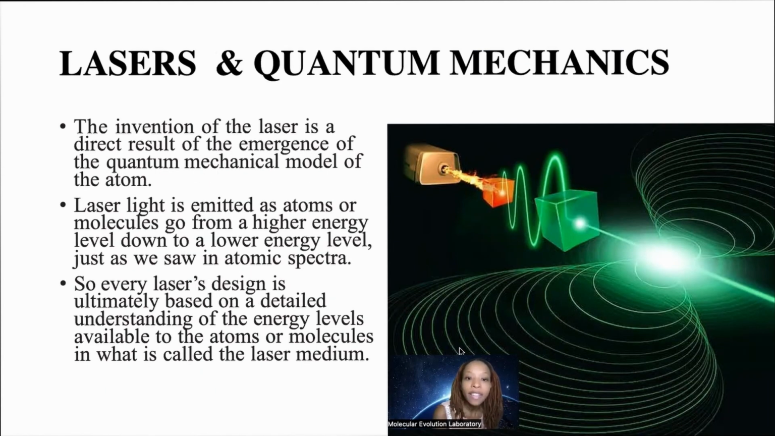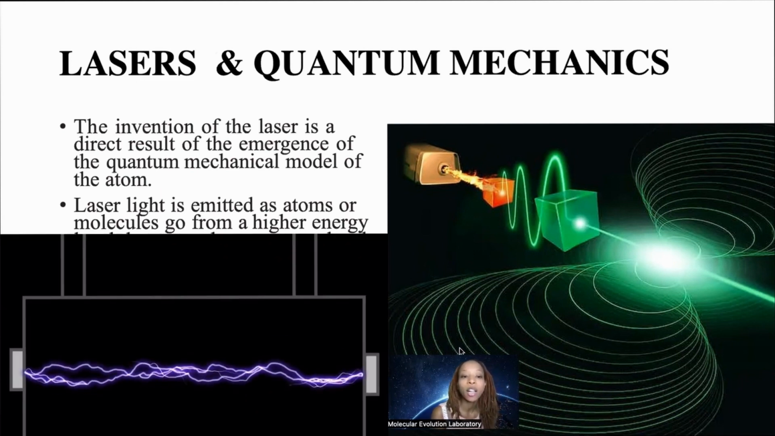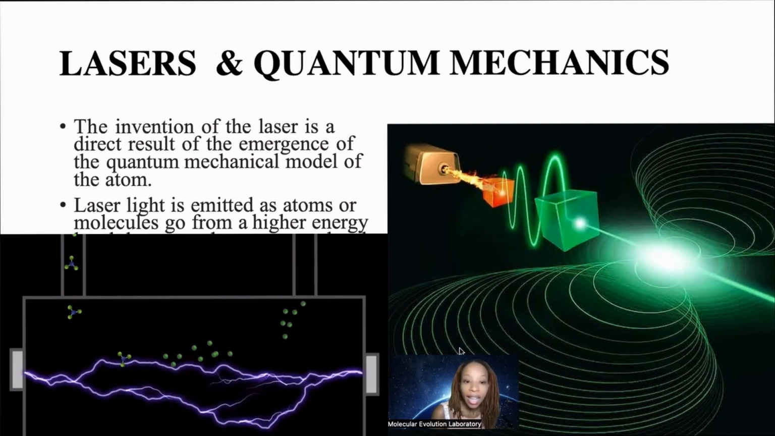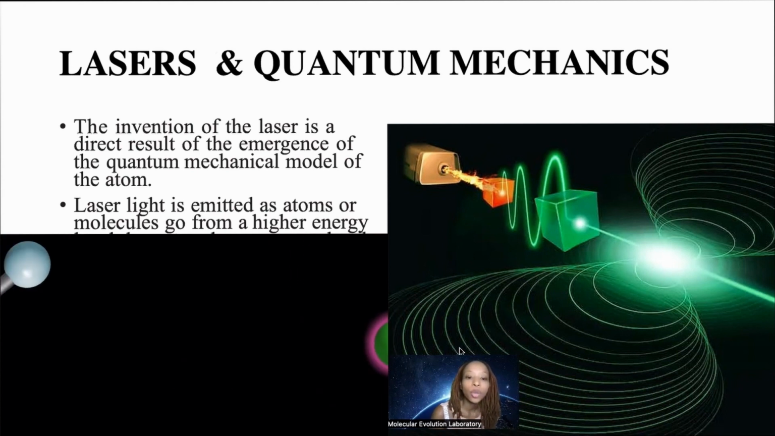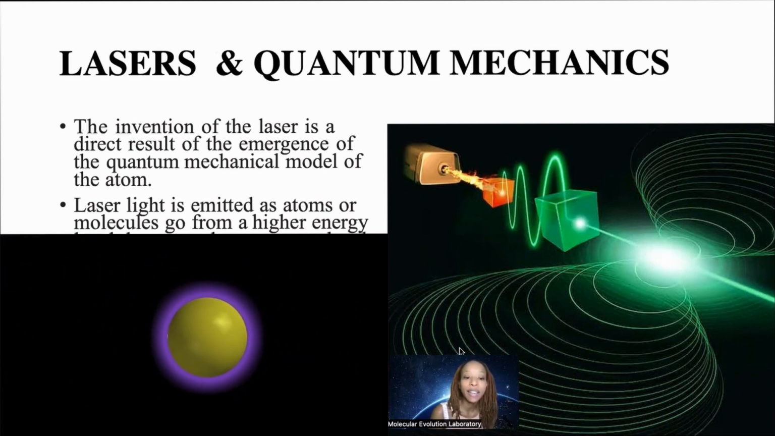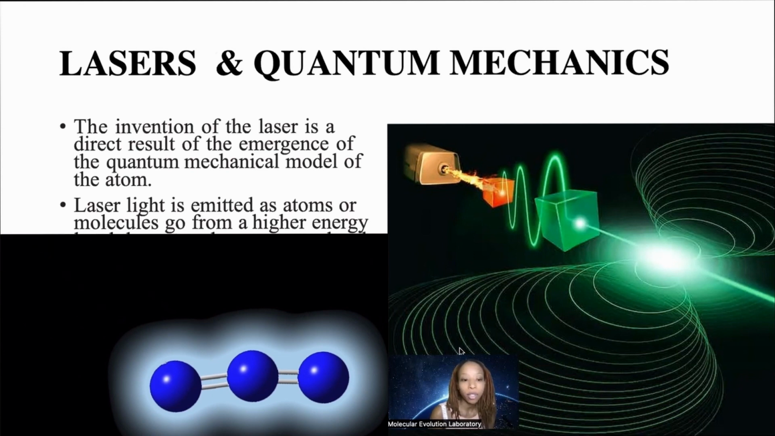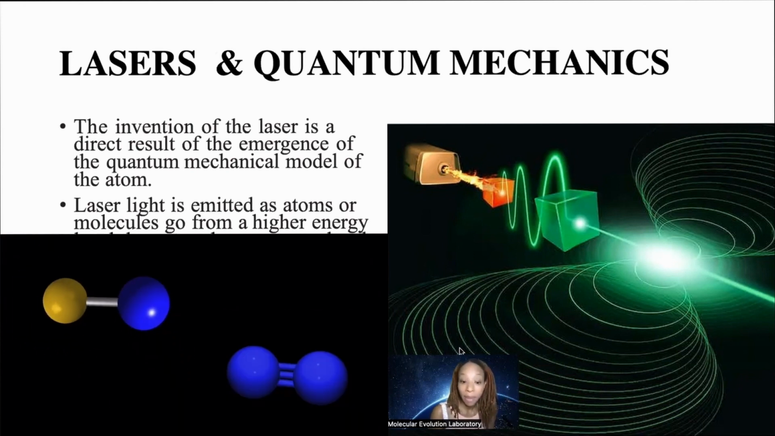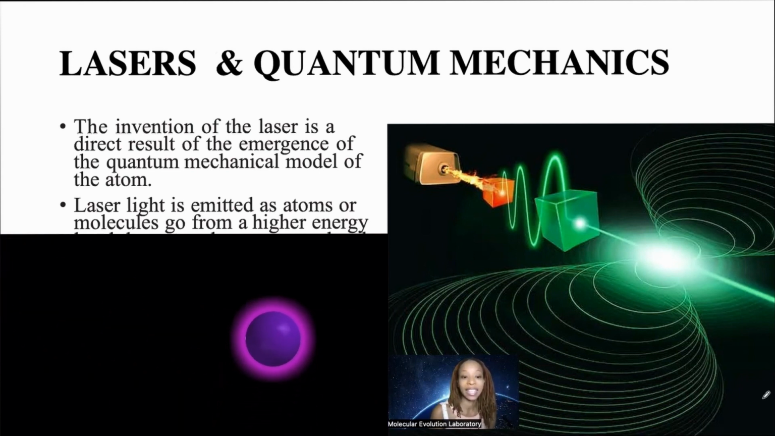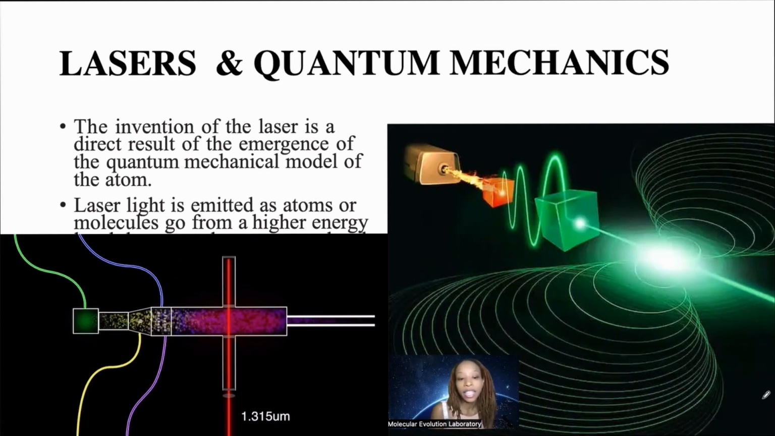The invention of the laser is a direct result of the emergence of the quantum mechanical model of the atom. Laser light is emitted as atoms or molecules go from a higher energy level down to a lower energy level, just as we saw in atomic spectra. So every laser design is ultimately based on a detailed understanding of the energy levels available to atoms or molecules in what we call the laser medium.